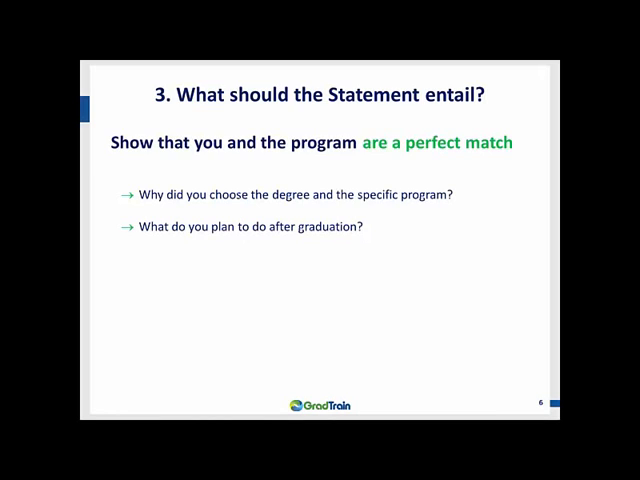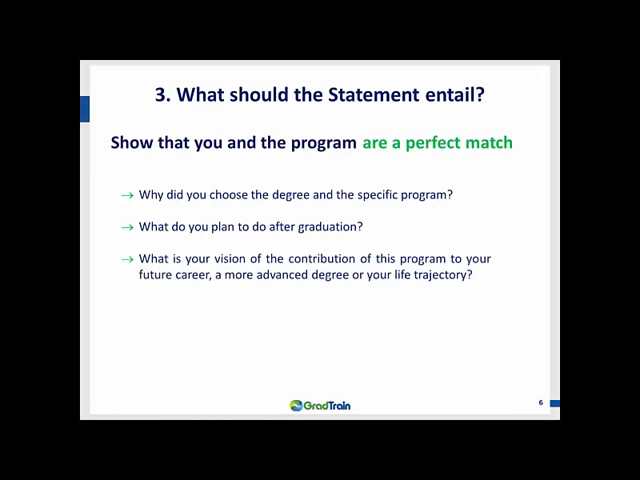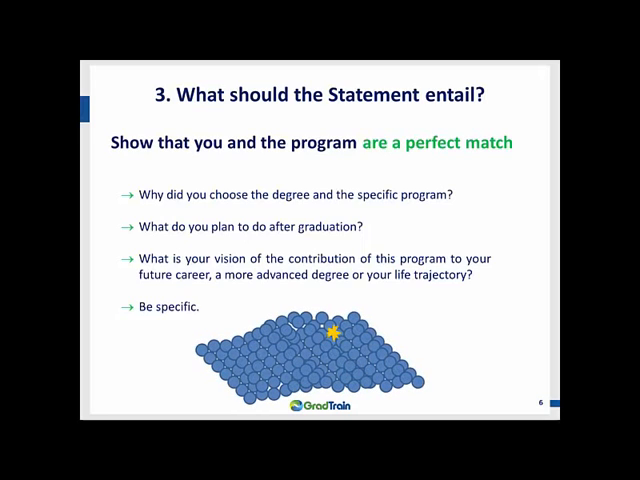If you can convince the committee that you have a clear vision of the contribution of this program to your future career, a more advanced degree, or your life trajectory, you are likely to get their attention. Try to be specific. You may discuss a specific research project or an idea you intend to develop during your studies. This will help you stand out from the crowd and will give the committee a feeling that they know you and your abilities.